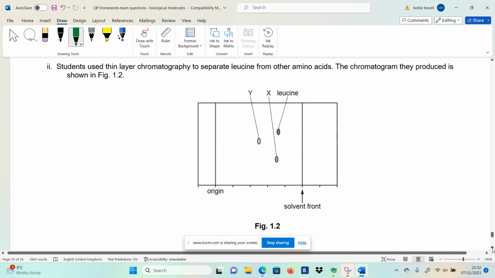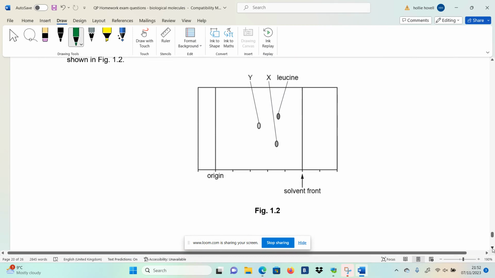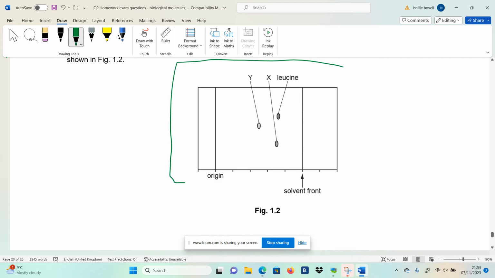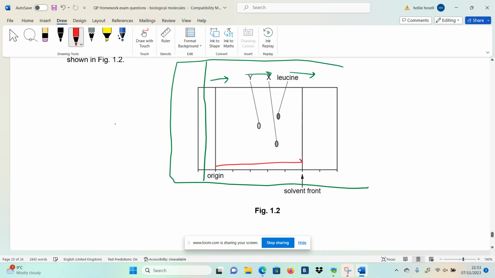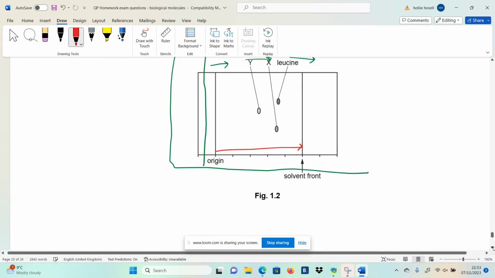Students use thin layer chromatography to separate leucine from other amino acids, and the chromatogram they produced is shown in figure 1.2. So this one is just drawn the other way around, okay? They've just turned the paper the other way around. So if you wanted to turn your paper sideways so that it was in a beaker like this, the solvent would have been filled up to here, and the solvent will have soaked this way up the paper. They've just turned it on its side, okay? If you were then doing your measurements ready for your RF value, you'd have measured origin to solvent front, which is that one there. Okay, and then up to the solute for whichever one you're interested in.